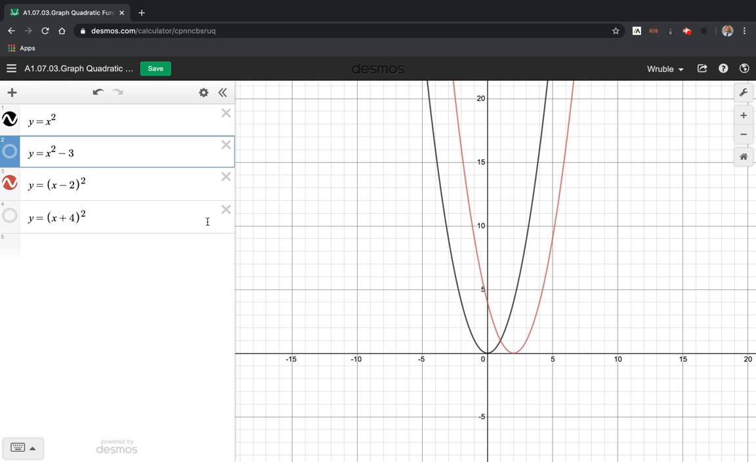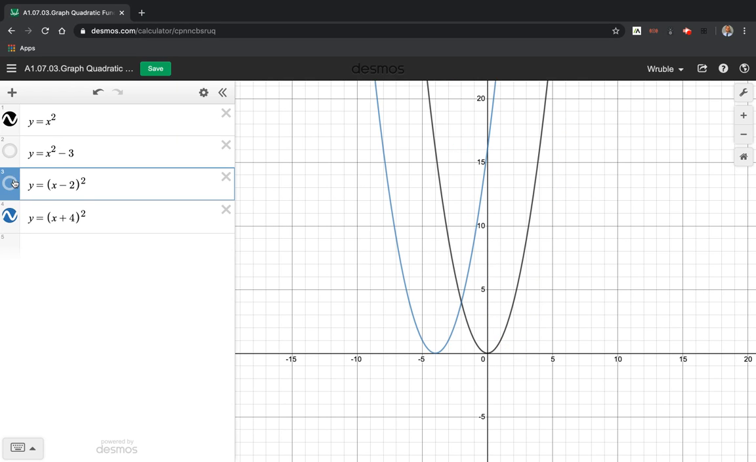We can turn off the green function. So this one says shift to the right 2. So 0, 0 becomes 2, 0. You can see it right there. And then also the point that was 2, 4 now becomes 4, 4. So basically it just shifted to the right 2.